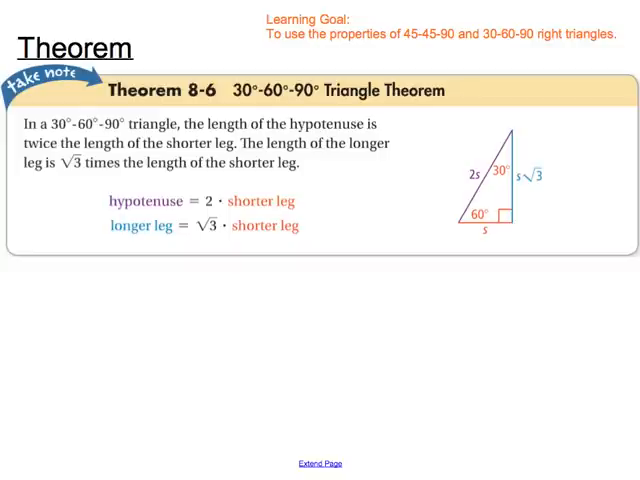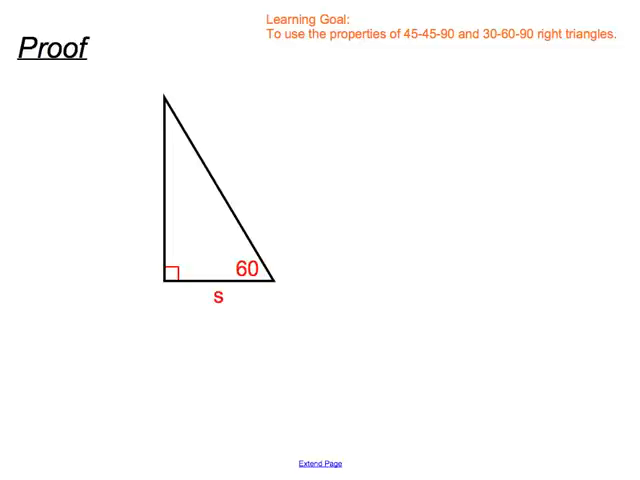So our second type of special right triangle is a 30, 60, 90 triangle. So in a 30, 60, 90 triangle, the length of the hypotenuse is twice the length of the shorter leg. And the length of the longer of the two legs is the square root of 3 times the length of the shorter leg. So let's actually prove this.